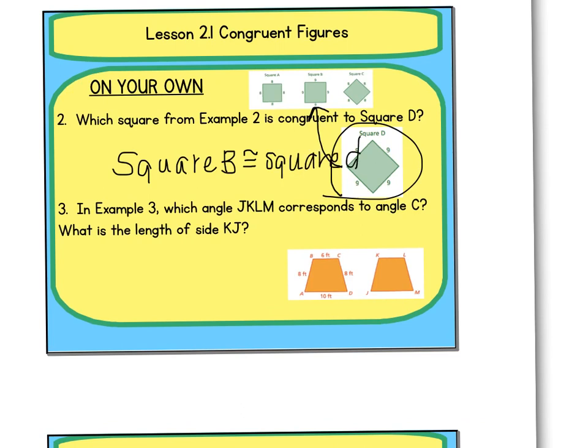In example 3, which angle, J, K, L, or M, corresponds to angle C? So I'm looking at angle C, and it looks like angle C corresponds with angle L. So angle C would be congruent to angle L. What is the length of side KJ? KJ is going to be 8 feet.